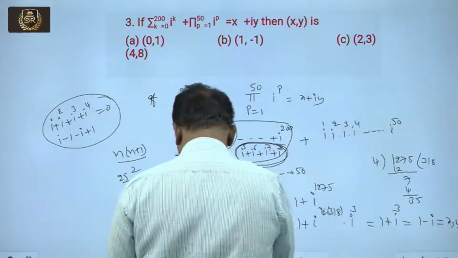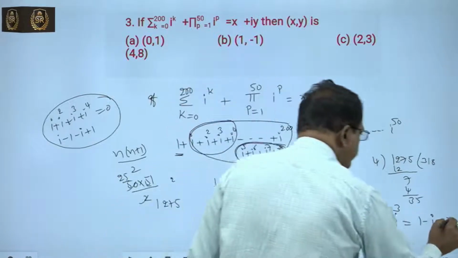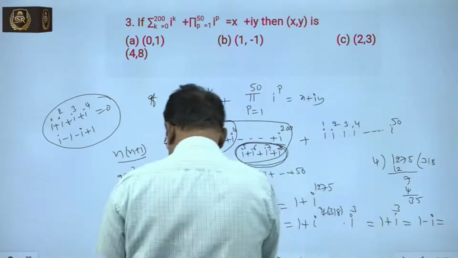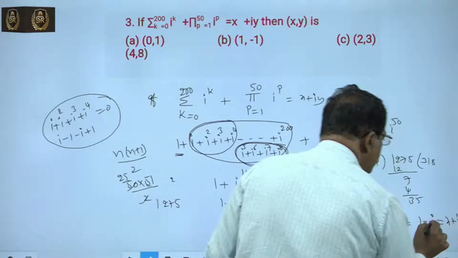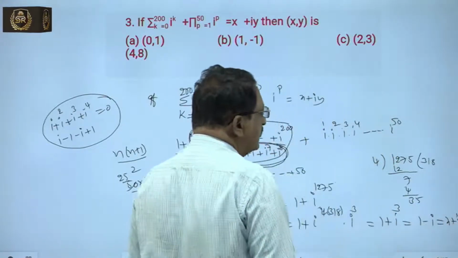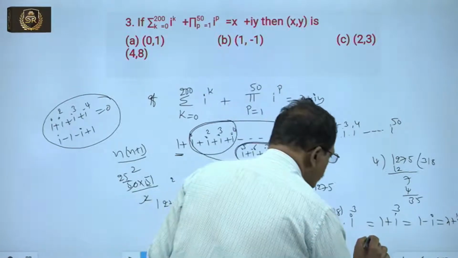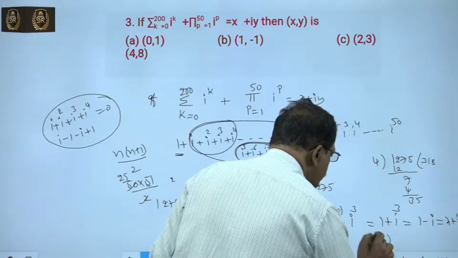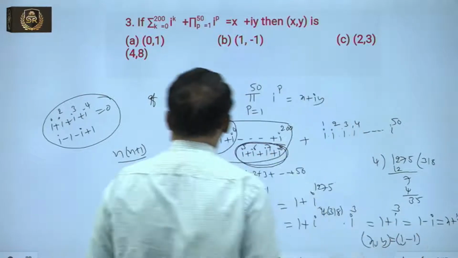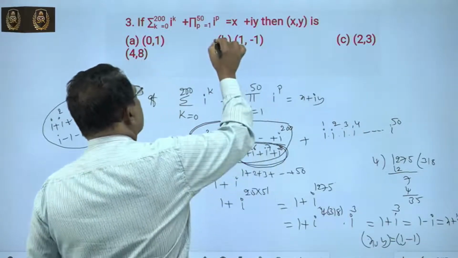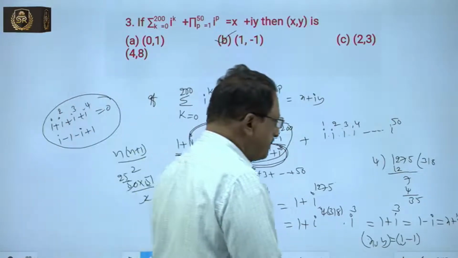x plus iy equals x plus iy. Therefore, equate the real and imaginary parts. Now, x comma y equals 1 comma minus 1. Now, the second option is correct.